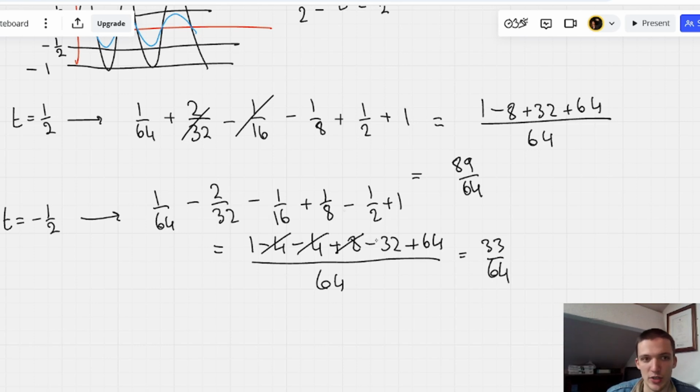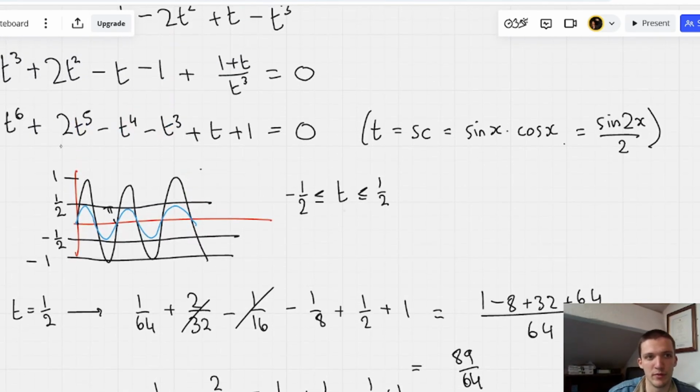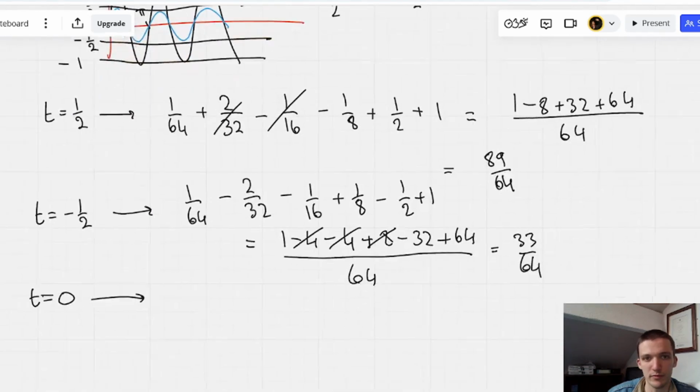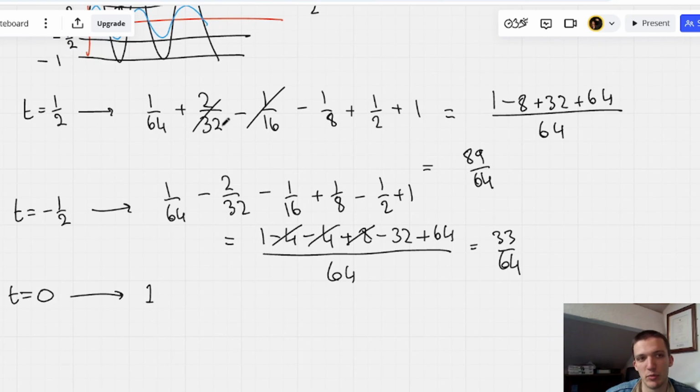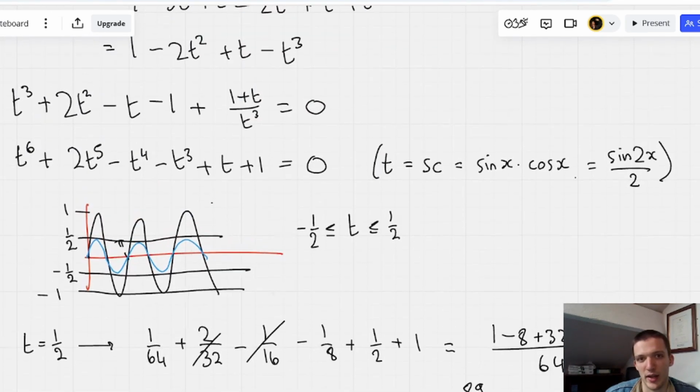Okay, interesting. So t is 1/2, we get this positive number. T is minus 1/2, we get this positive number. T equals 0 then. Well, trivially, these terms all become 0, and this is just 1. So no matter what number of these we put in, we actually still get numbers that are greater than 0. So does this ever actually touch 0? Well, it doesn't look like it.